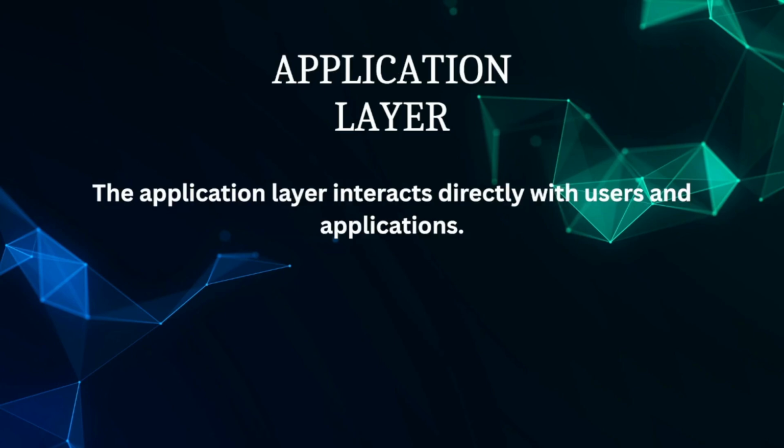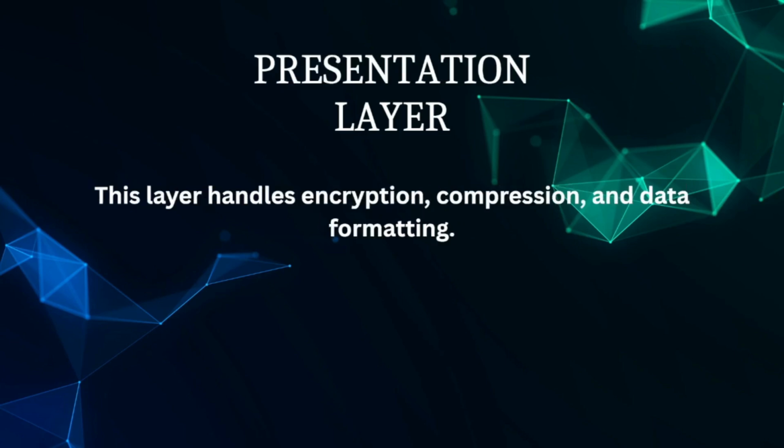Application layer, the seventh layer of the OSI model, which provides services for network applications. This layer interfaces directly with applications to provide services such as file transfer, email, and web browsing. Presentation layer, the sixth layer of the OSI model, responsible for translating, encrypting, and compressing data. The presentation layer ensures that data is in a usable format and can be interpreted by the receiving system.